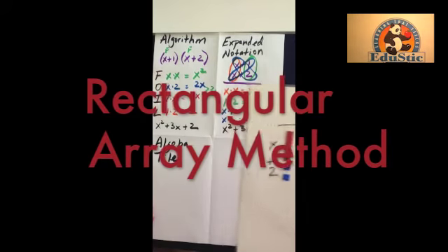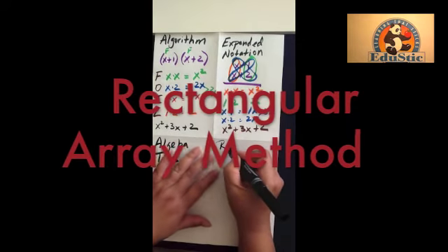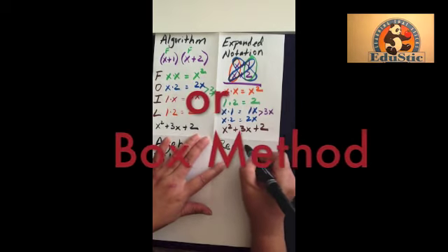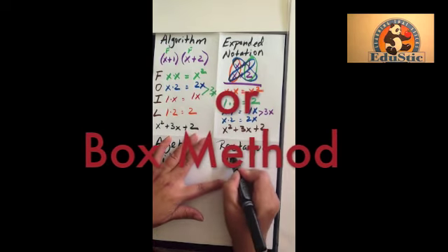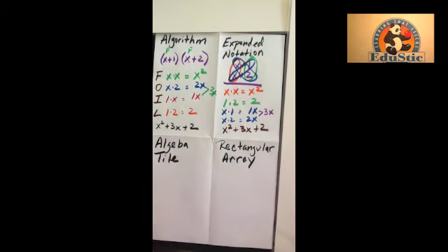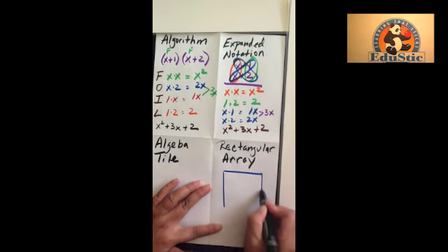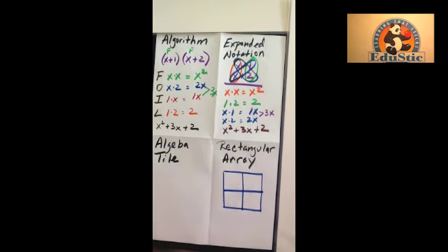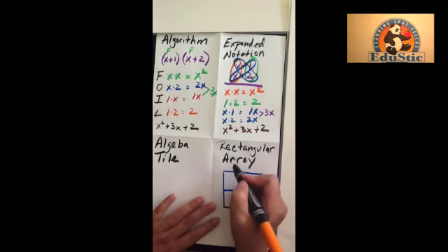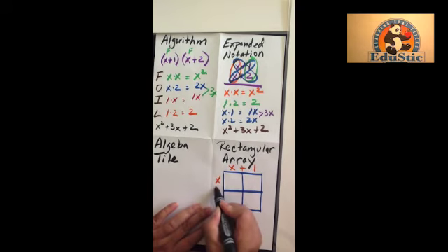So I'm going to move the algebra tiles and now we're going to go to that rectangular array, which some people like to call the box method. Both represent the same thing that we are going to go ahead and demonstrate. Again, since it was a binomial times a binomial, I'm going to go ahead and draw a 2 by 2 box to represent that. I'm going to write down x plus 1 and write down the dimension x plus 2.